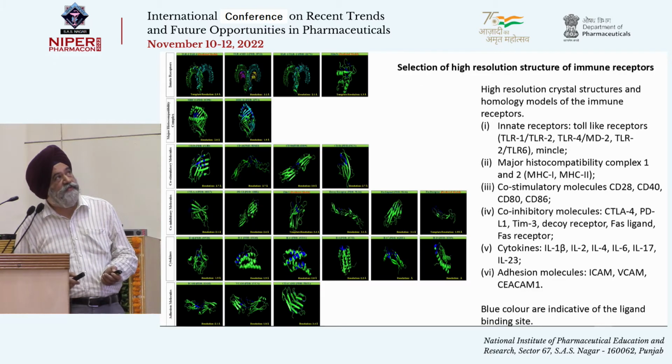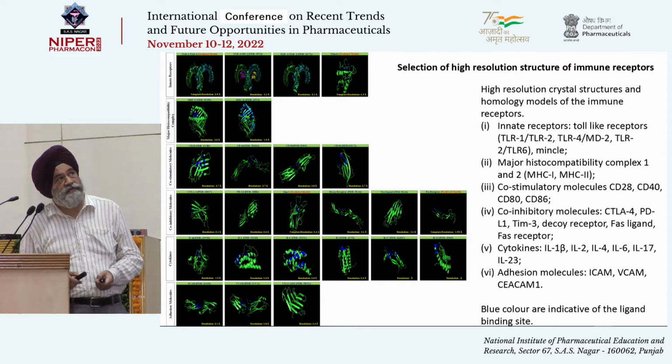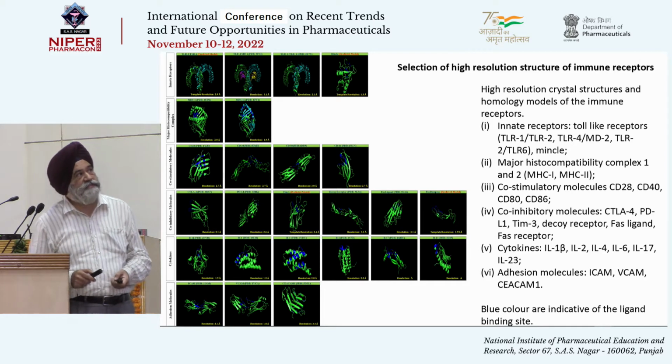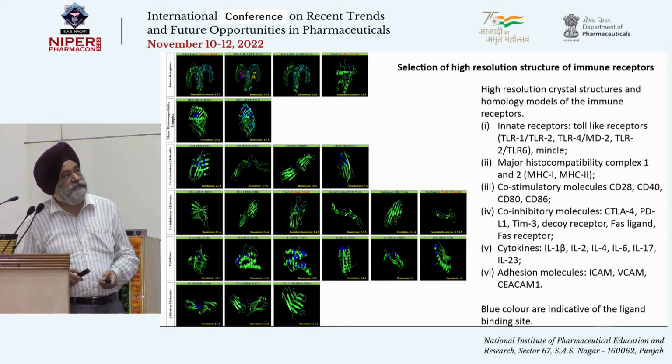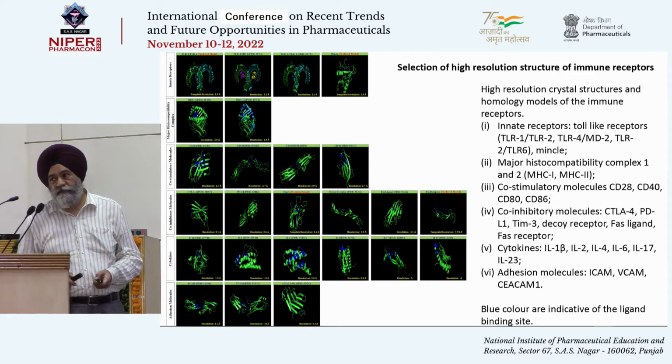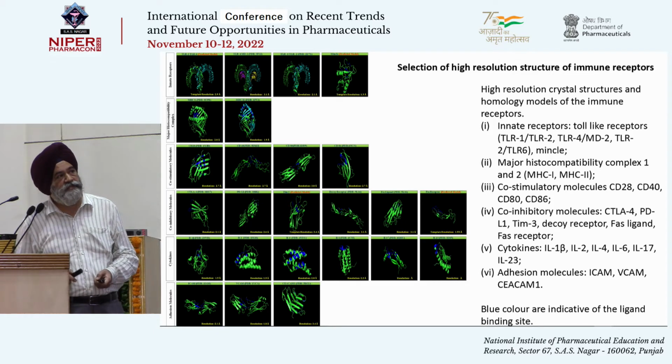So keeping that in mind, what we did is we took the structures of the immune receptors, and some of them are co-crystallized with peptides, and they are very high resolution structures we found. They are of innate receptors, MHC molecules, co-stimulatory molecules, co-inhibitory molecules, cytokines, and other molecules. These are all available in the PDB. If they are not available, we have gone for homology modeling to predict the structure for some of them. You can see these are the predicted models, which are colored in red over here. Others were taken from the Protein Data Bank. They have been solved by X-ray diffraction, and that information is available in the Protein Data Bank. Once we have the structure, we can find out information about their ligand binding sites.